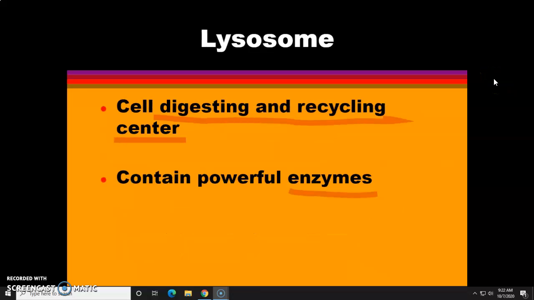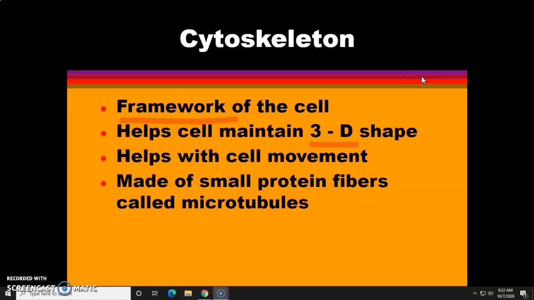All right, and then we have the lysosome, and lyso means to split open. It's the cell digesting and recycling center. So it has these powerful enzymes. Remember, those enzymes help run chemical processes, and it breaks down unneeded organelles. It breaks down old and worn out organelles, and if there's any parts there that can be reused to make new organelles, it recycles those.